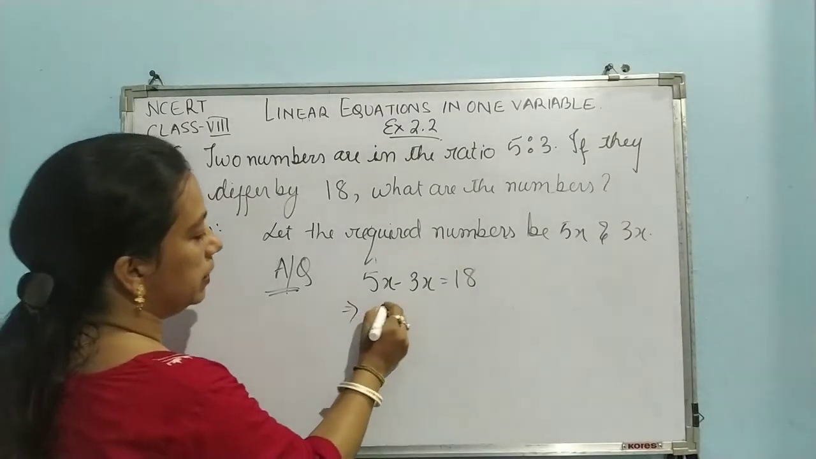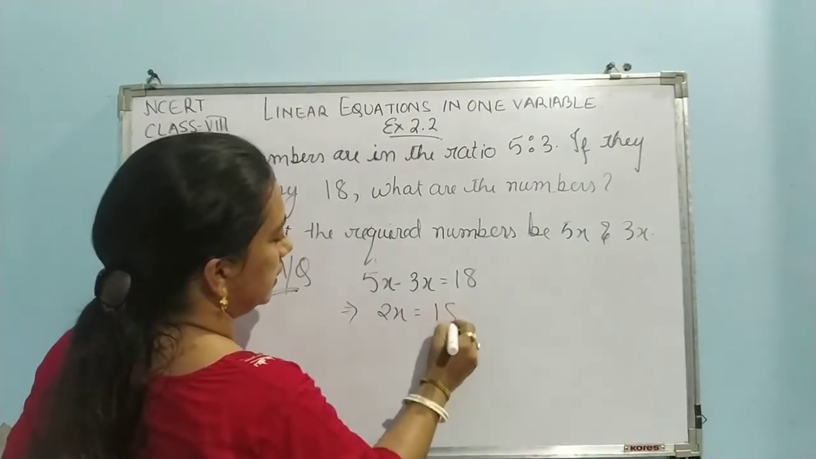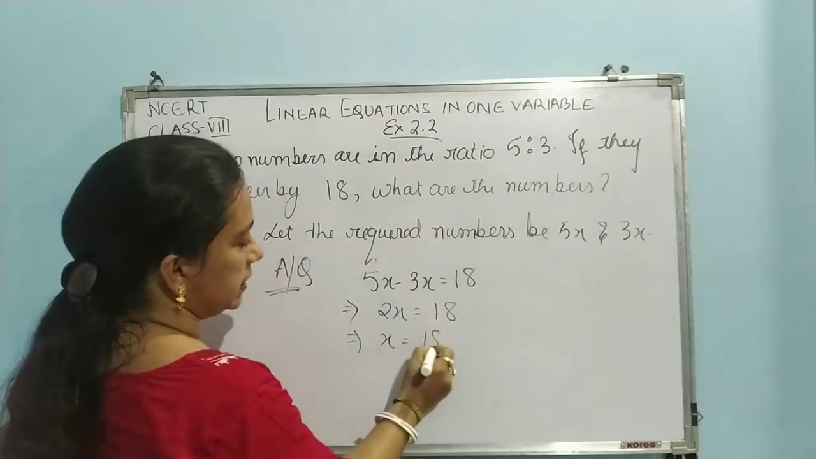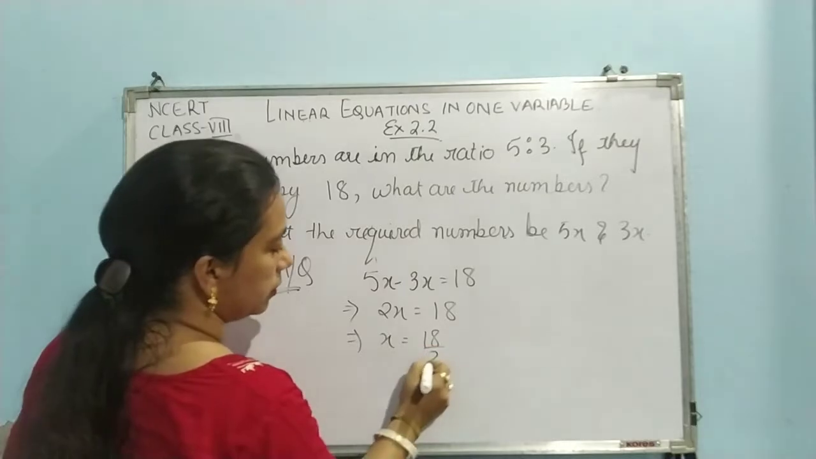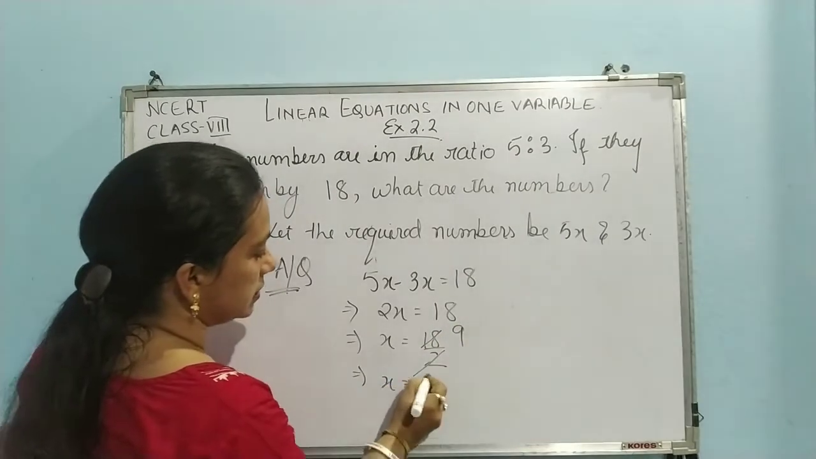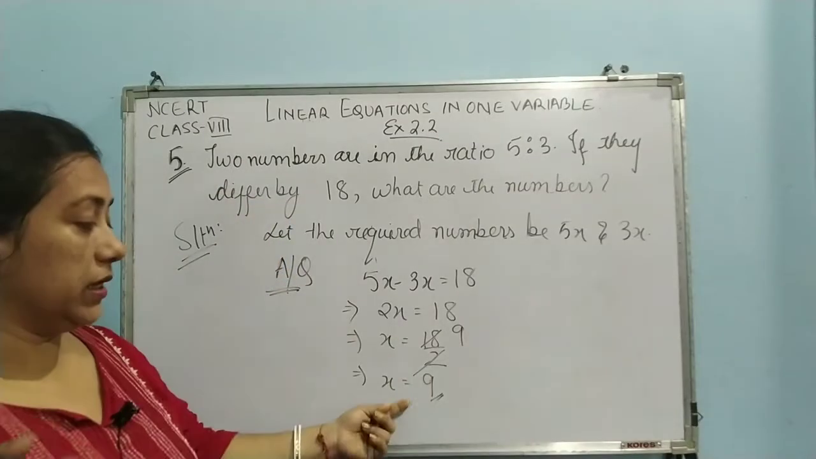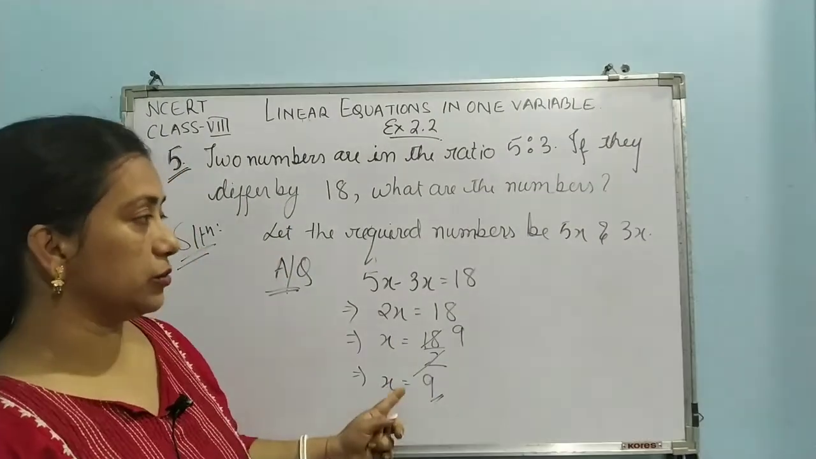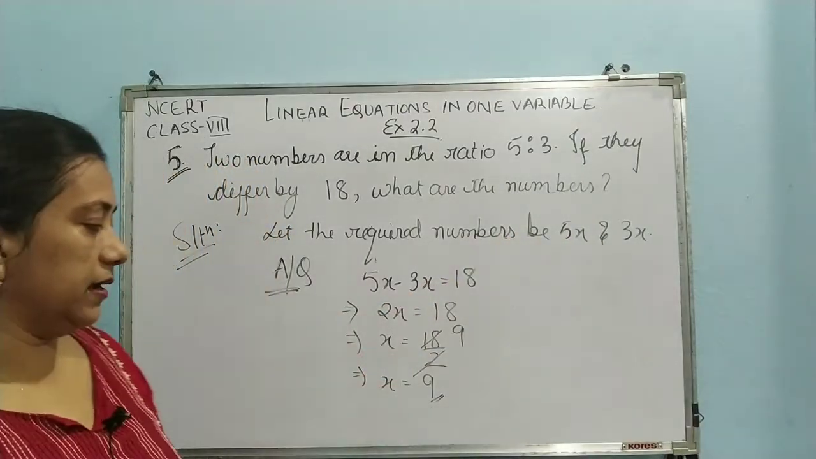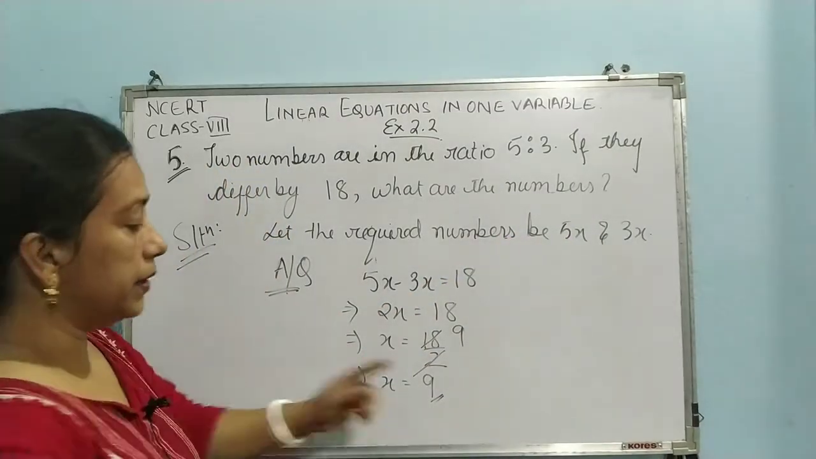Now you guys will be able to solve it very easily, isn't it? 5x minus 3x is 2x. So x equals 18 divided by 2. 2 9s are 18. Now that fixed quantity, which has to be multiplied with both the ratio terms, 5 and 3, is 9. So don't write that the number is 9.